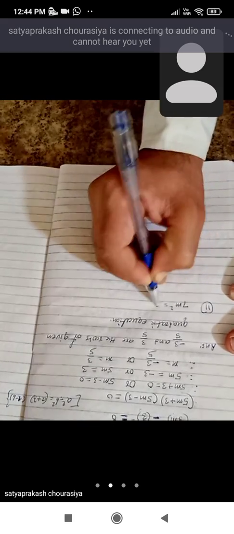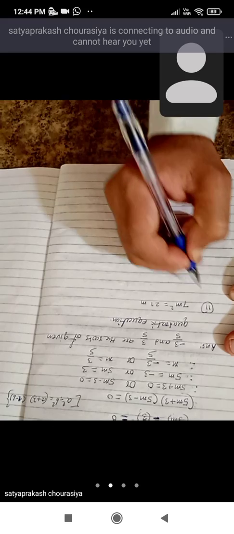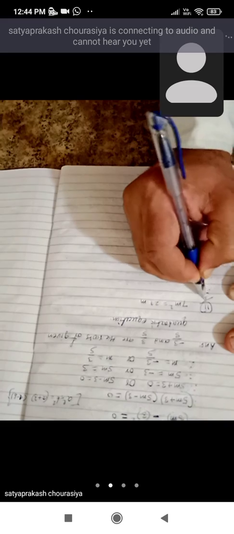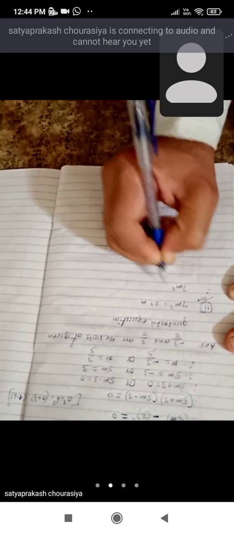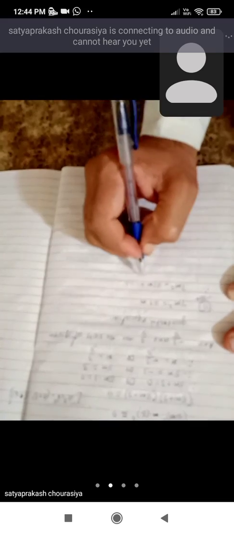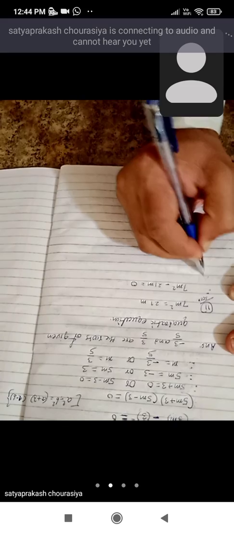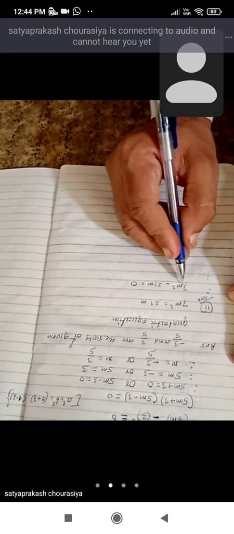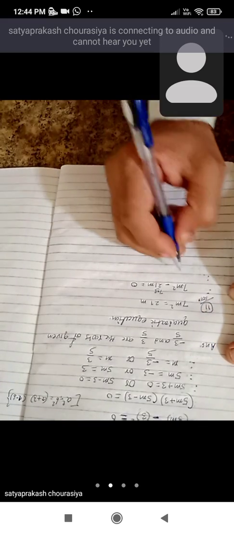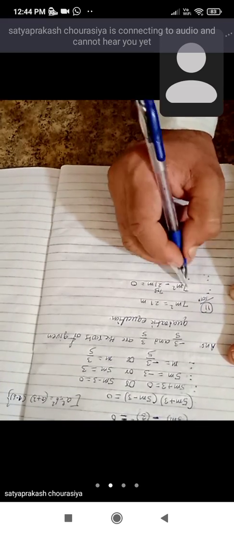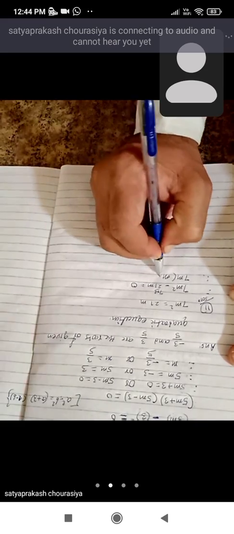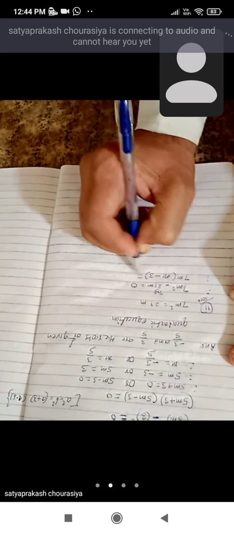Question number 11. 7m square is equal to 21m. Okay, now again we will bring this 21m to the left hand side, so this will become minus 21m is equal to 0. Now in between these two terms, because 7 times 3 is 21, 7 and m can be taken as common. So now we are taking the common as 7m. So what will be left here is m, and what is left here is minus 3, is equal to 0.